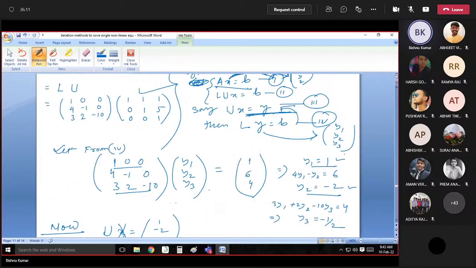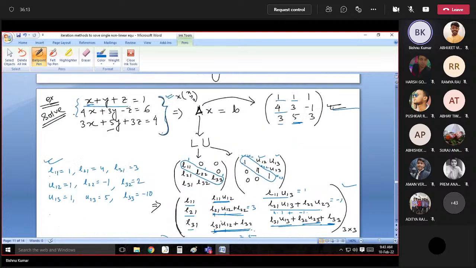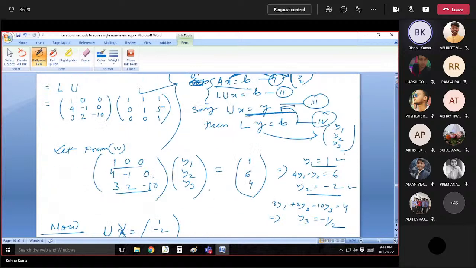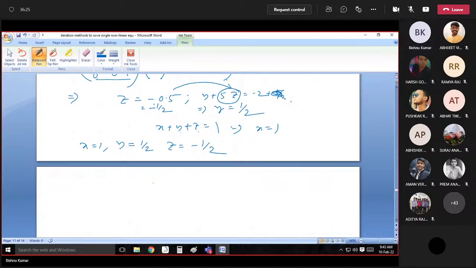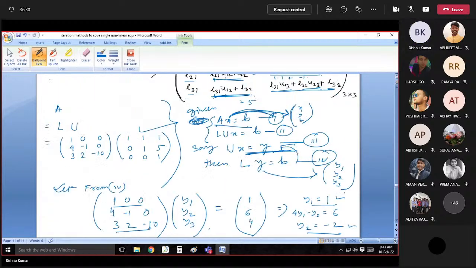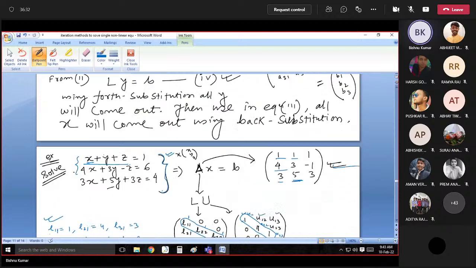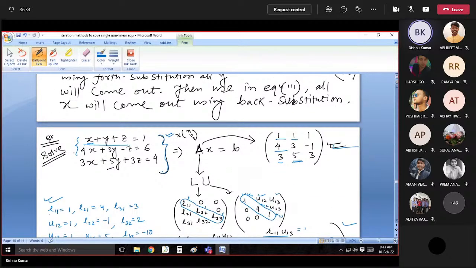Whether you have done right calculation or wrong calculation, you may substitute that value in the original equation. Every equation will be satisfied. You just put that solution in any equation, it will be satisfied. Y is half, z is minus half, x is 1. First equation satisfied, y half minus half, x 1, that is 1. You just put in this equation also, this solution is satisfied.